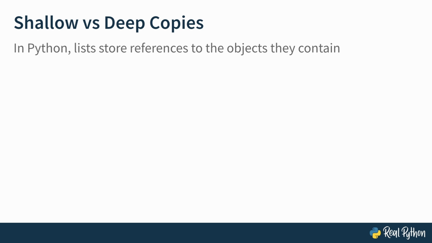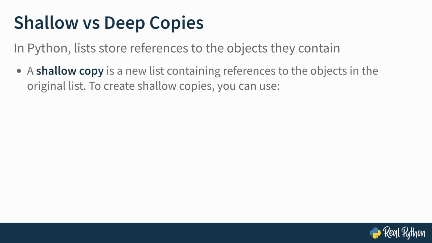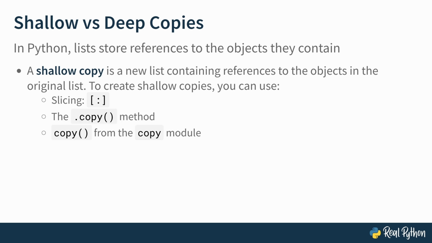First, you need to understand that in Python, lists store references to the objects they contain. You can think of a list as a list of addresses, pointing to the locations of the objects within. A shallow copy of a list is a new list that contains references to the same objects in the original list. You can create a shallow copy by slicing, a slice with a single colon, omitting start, stop, and step arguments. Or you can use the copy method of lists, or the copy function from the built-in copy module.